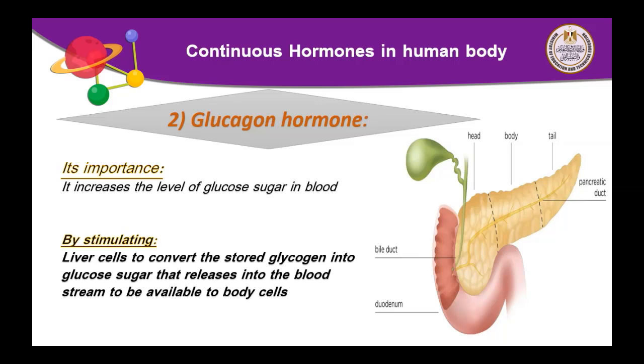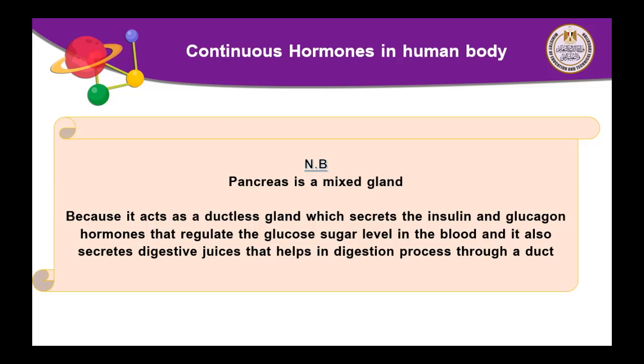What happens? Glucagon is secreted by the pancreas. Why? To increase the level of glucose. How? By stimulating the liver cells to convert the stored glycogen into glucose sugar that is released into the bloodstream to be available to the body cells. This means that the function of insulin is the opposite of the function of glucagon. Insulin reduces the level of glucose in the blood, but glucagon increases it. So the pancreas is a mixed gland, with a double function.